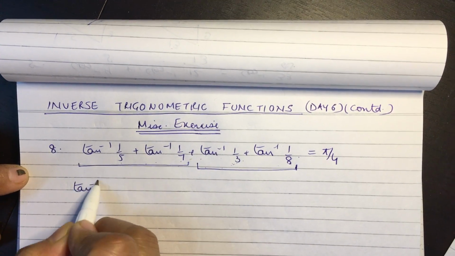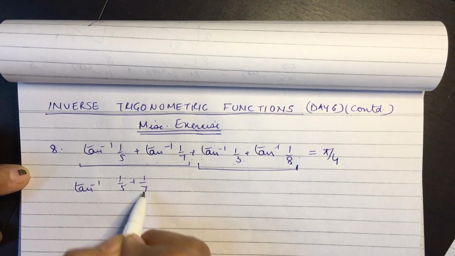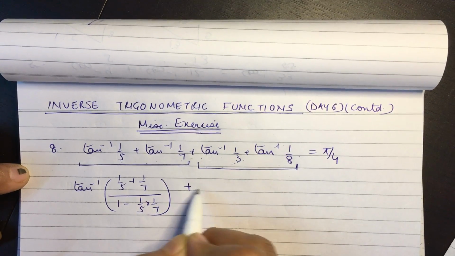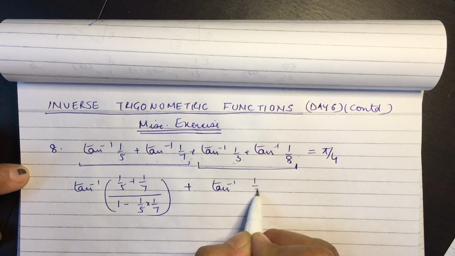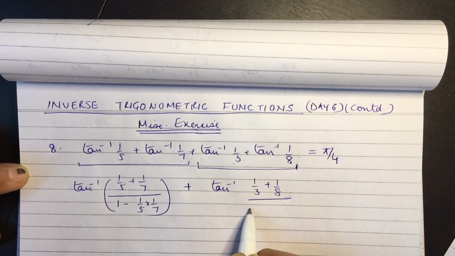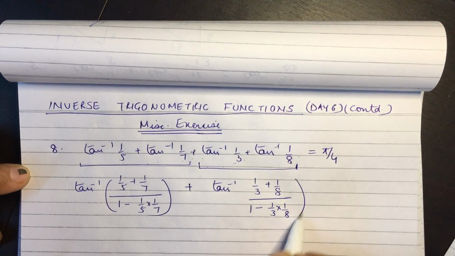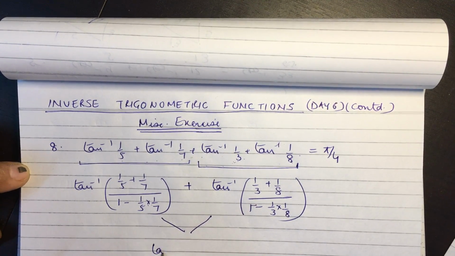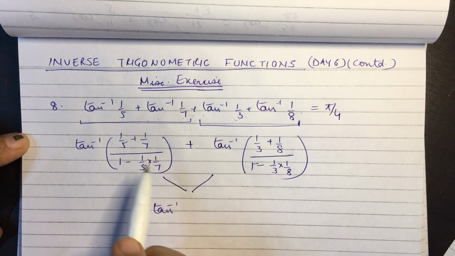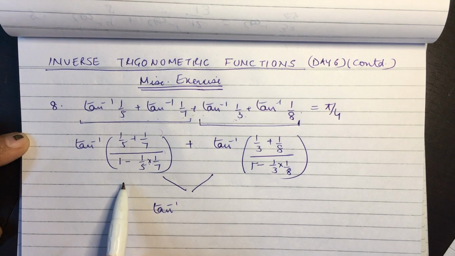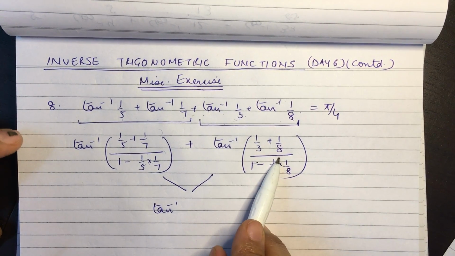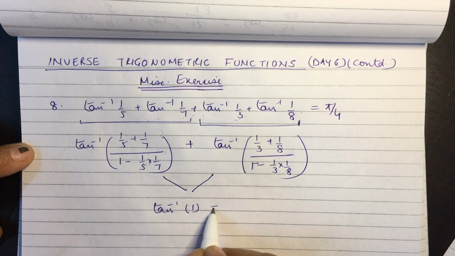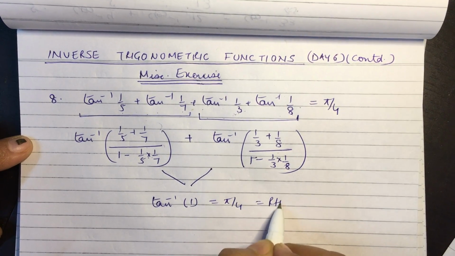This becomes tan inverse of (1 upon 5 plus 1 upon 7) upon (1 minus 1 upon 5 into 1 by 7), plus this becomes tan inverse of (1 upon 3 plus 1 upon 8) upon (1 minus 1 upon 3 into 1 upon 8). You simplify these and then again put these two together as some tan inverse function. Tan inverse of this thing plus this whole upon 1 minus this into this, and when you simplify it, it will come out to be tan inverse 1, which is pi by 4, which is the right hand side.